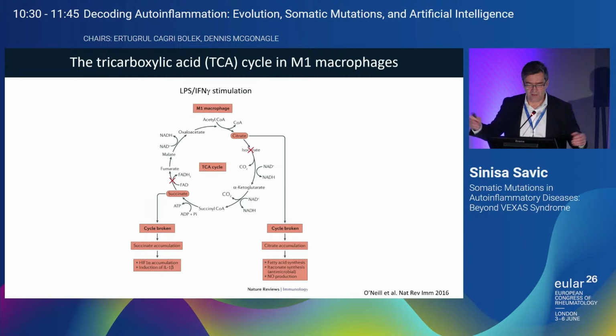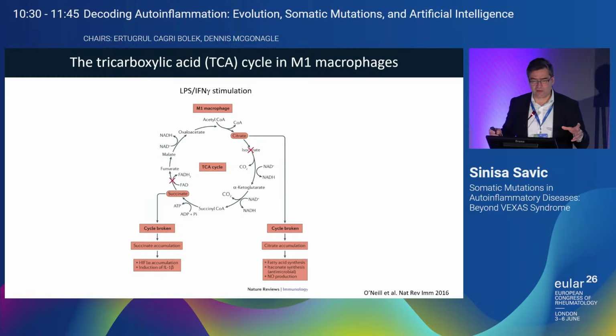And you get two exits. The TCA cycle is broken. You get accumulation of citrate, which then allows you to produce this other compound called itaconate, which is anti-inflammatory. On the other hand, you also have accumulation of succinate, which then allows you to stimulate IL-1 beta production through activation, potentially, of the NLRP3 inflammasome.